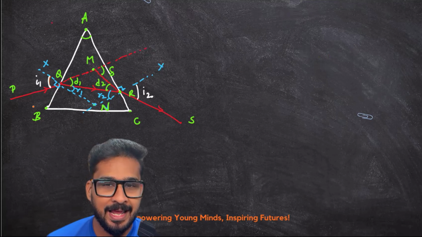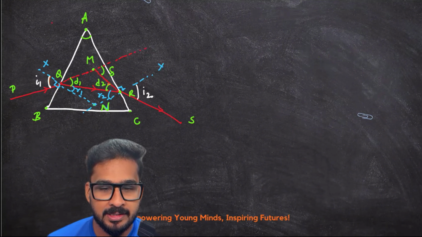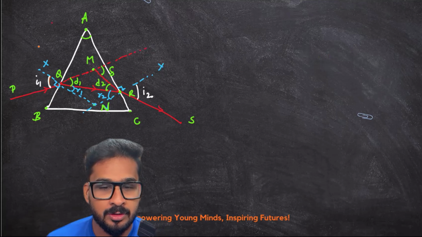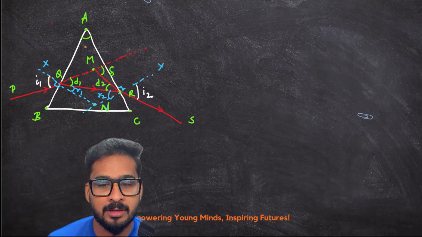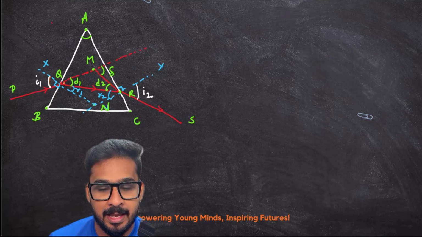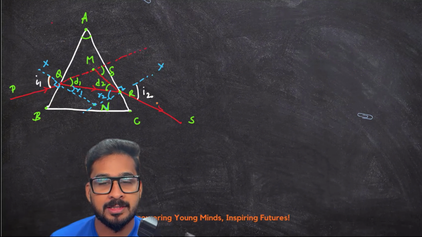When the light is entering the prism, it deviates. That means it undergoes a refraction like this. It bends towards the normal and again it undergoes a refraction and bends away from the normal. So it goes like this. So this is rarer medium to denser medium and this is denser medium to rarer medium. Because of the peculiar shape of the prism, this is able to bend the light and cause the dispersion.